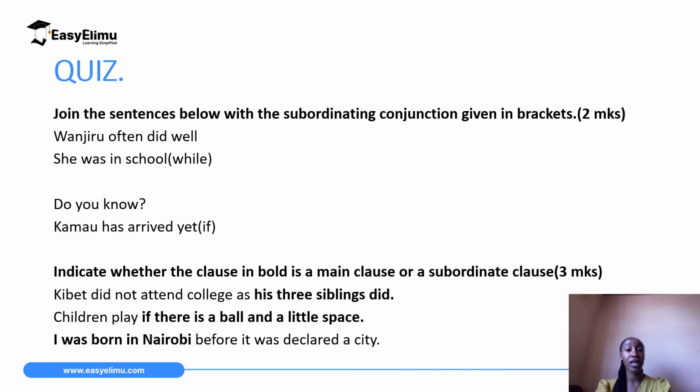So for further practice, you can have a look at the quiz. There are two parts. The first one is, join the sentences below with the subordinating conjunction given in brackets. And the second part is, indicate whether the clause in bold is a main clause or a subordinate clause. So, like the first one, Kibet did not attend college as his three siblings did. So the clause in bold is his three siblings did. That clause does not make sense on its own, and that is a subordinate clause. So you can have a look at the rest.